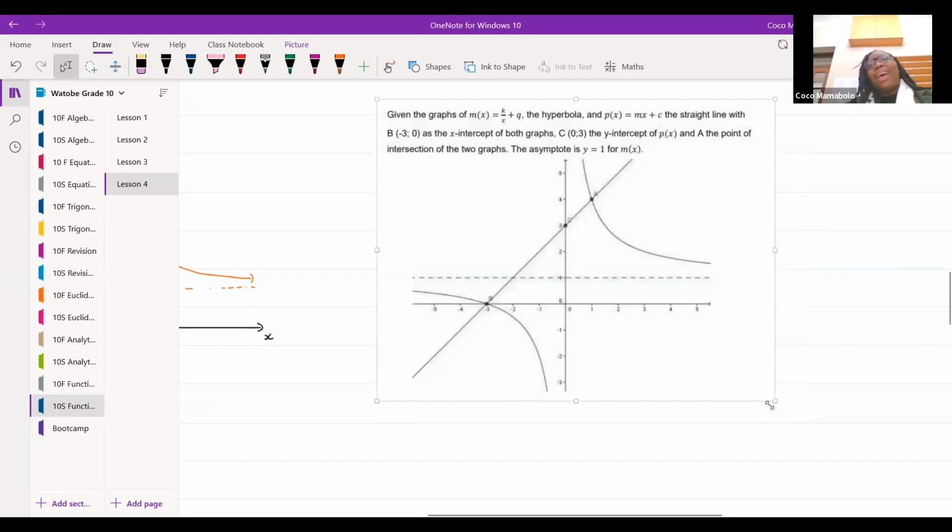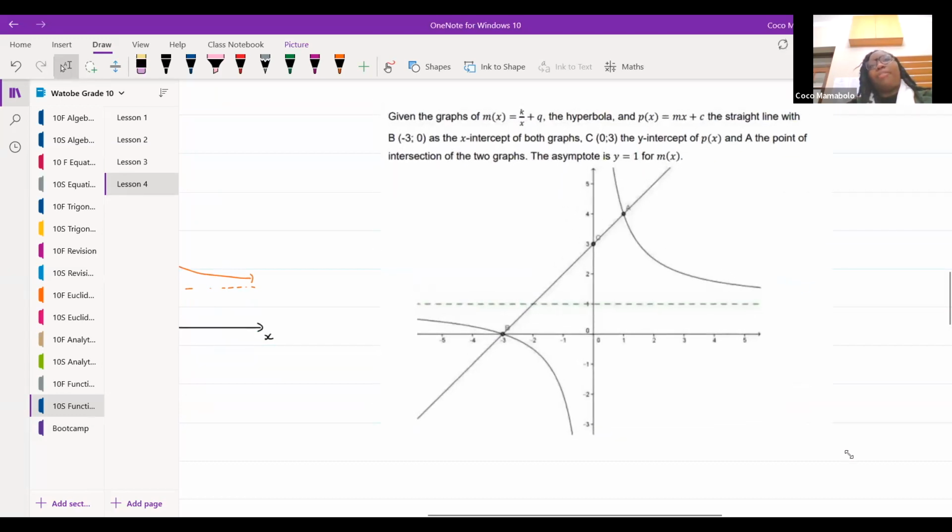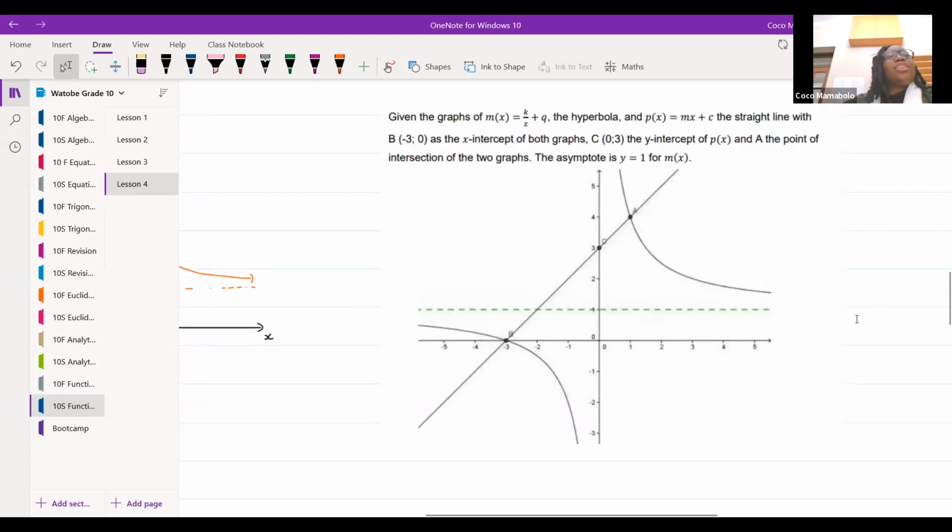All right. Now, what happens when I give you guys the graph, and then I need you guys to give me the equation? Let's talk about it. Jasmine, you too.